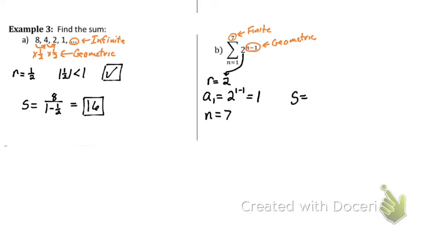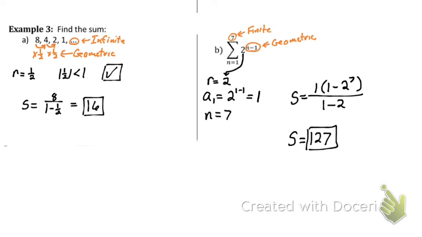This is the more complicated formula. This is S equals our first term, which is 1, times 1 minus our r value, which is 2, raised to the nth power, which is 7, all over 1 minus 2. Just to speed things up, I'm going to give us our answer. We should come up with our sum equals 127.